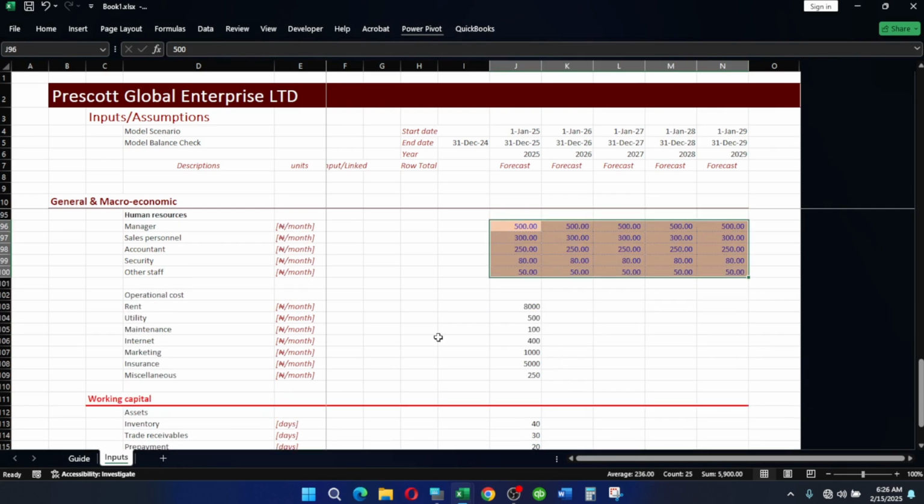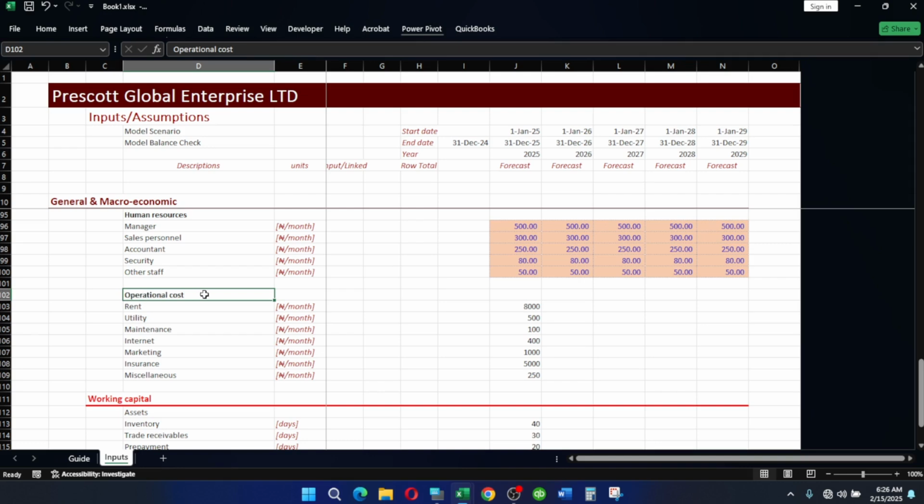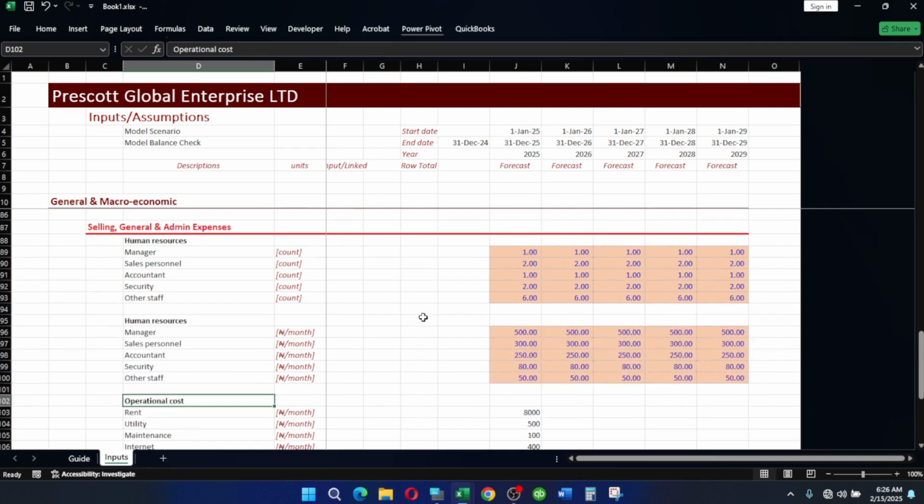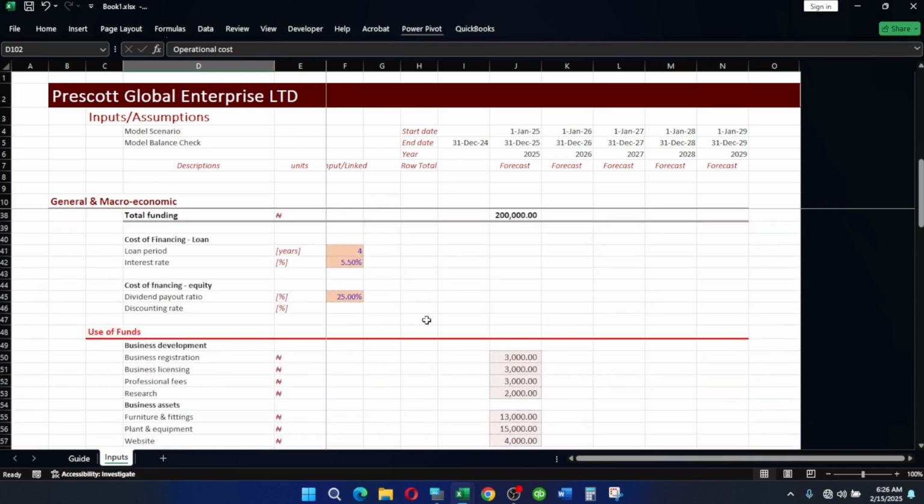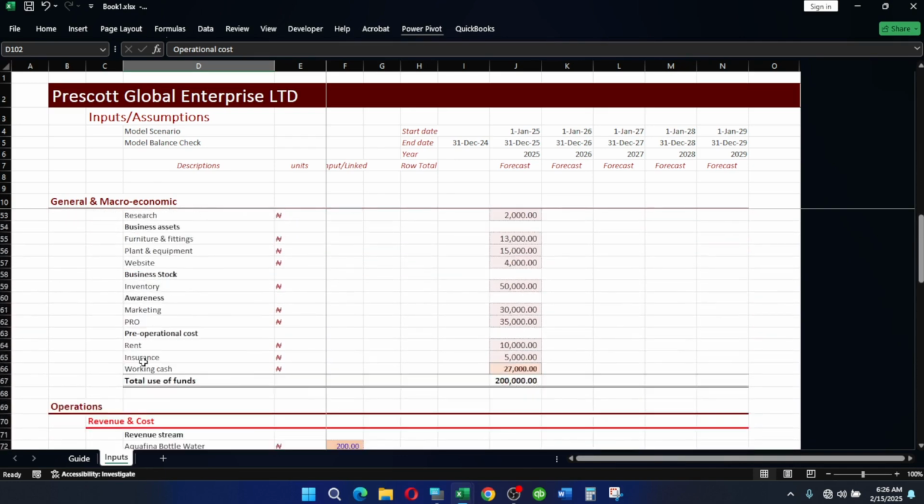Now, operational cost. Now we're going to say, okay, our rent. Now this is the confusion people don't usually understand in building a model. If you look at our use of fund, you can see that we have rent here under the operational cost. Now the rent here is, before you even enter that place, you have to pay. That is why it's coming as a use of funds.